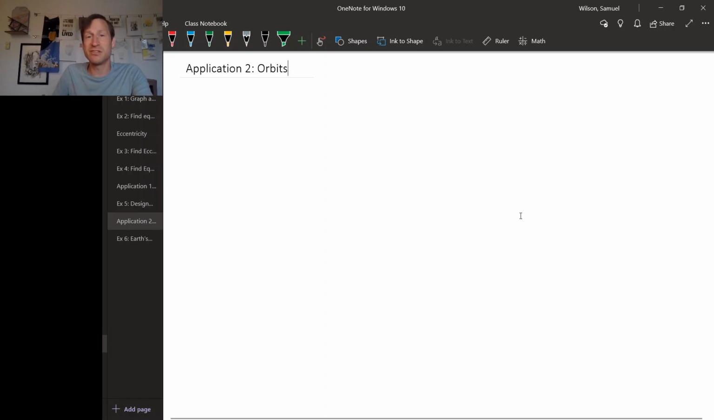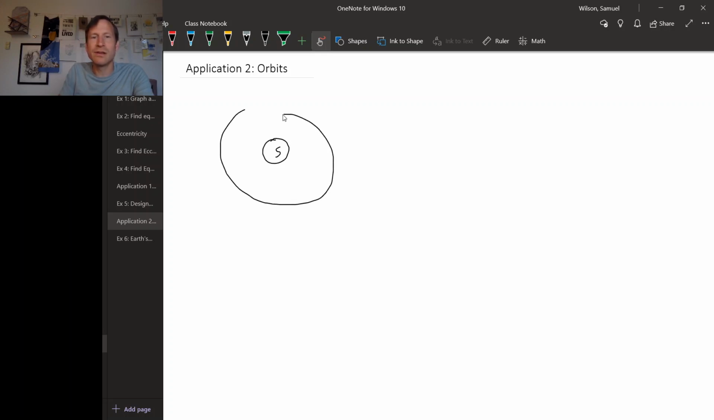There's a second interesting place where ellipses pop up, and that's in the context of orbits, so objects moving around in space under the influence only of gravity. So Kepler noticed that if you imagine that the sun is at the center of the solar system, then all of the planets move around orbits that are actually ellipses. And it turns out that the sun is at one focus of the ellipse.